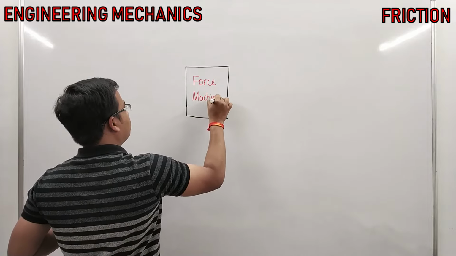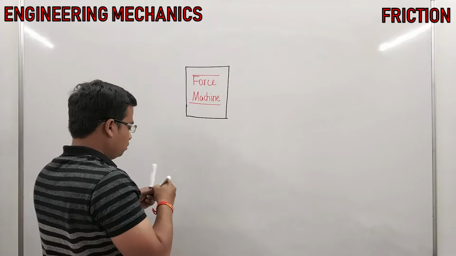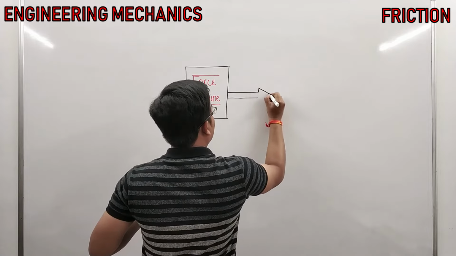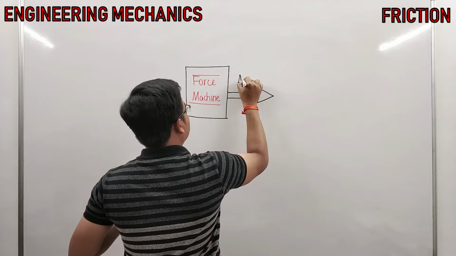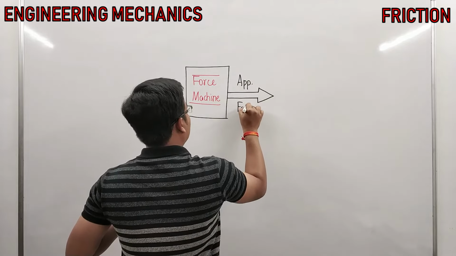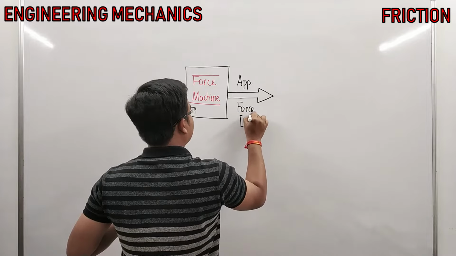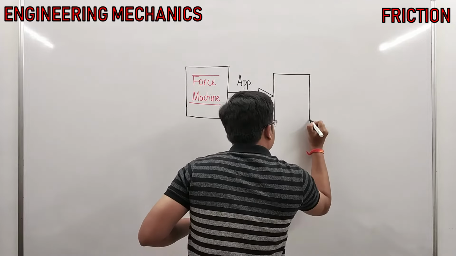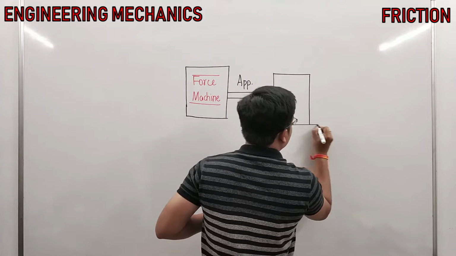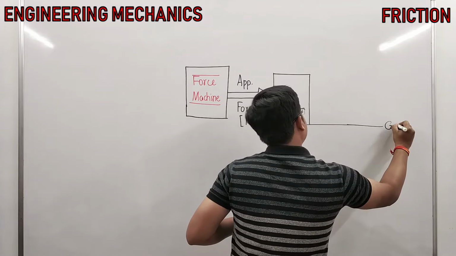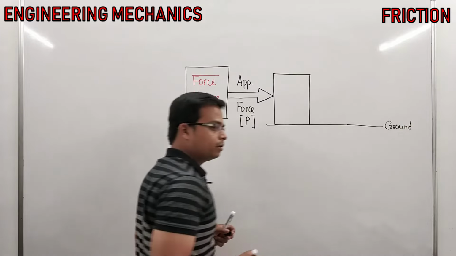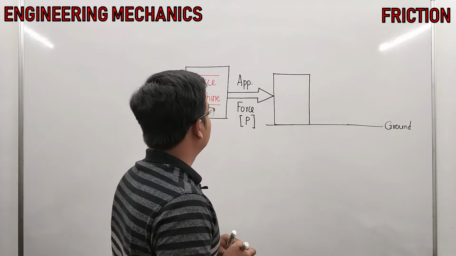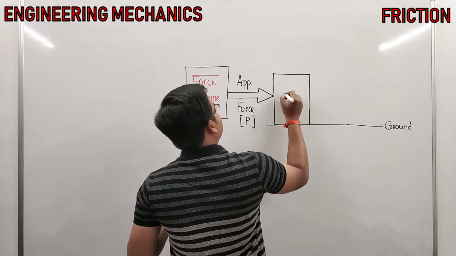So that's the force machine. This machine can apply a force on a certain body. Let's say that the body is right here. This is the force, and this rather has to be called the applied force, which I am going to be representing by capital P. And there is a body over here. Now, this body is on a surface, and that surface, let's say, is ground itself. The ground is inconsistent. And because of the surface inconsistency, there is obviously going to be some friction force generated. That's always true.